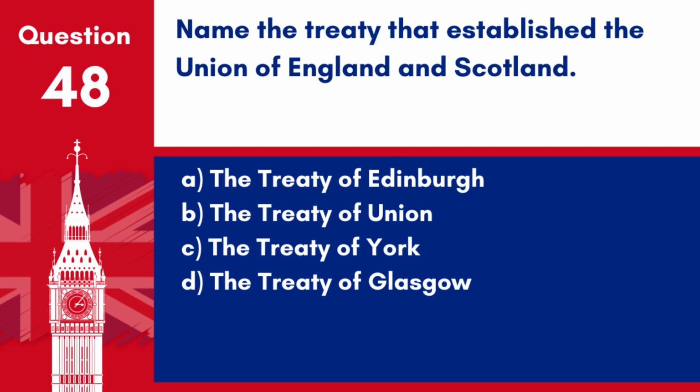Question 48. Name the treaty that established the Union of England and Scotland. A. The Treaty of Edinburgh. B. The Treaty of Union. C. The Treaty of York. D. The Treaty of Glasgow. Answer: B. The Treaty of Union. The Treaty of Union was agreed upon in 1706 and enacted in 1707, officially uniting England and Scotland into a single kingdom called Great Britain.